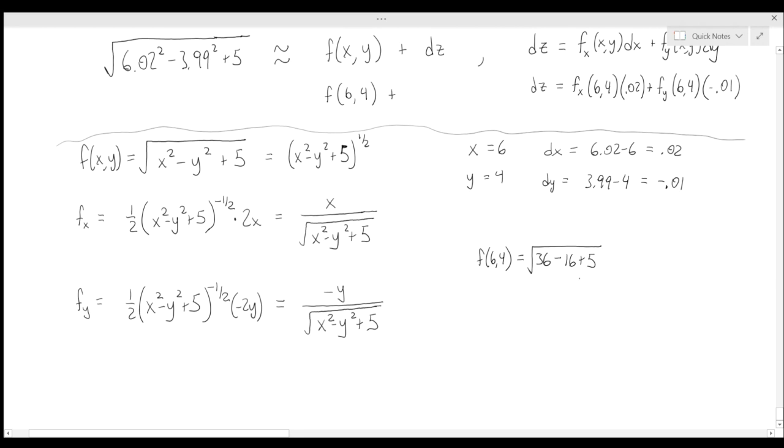So here I get 20 plus 5 is 25. And square root of 25 gives us a final value of 5. Okay? All right, and then which part did you need me to explain? How I got, okay, all right, okay.